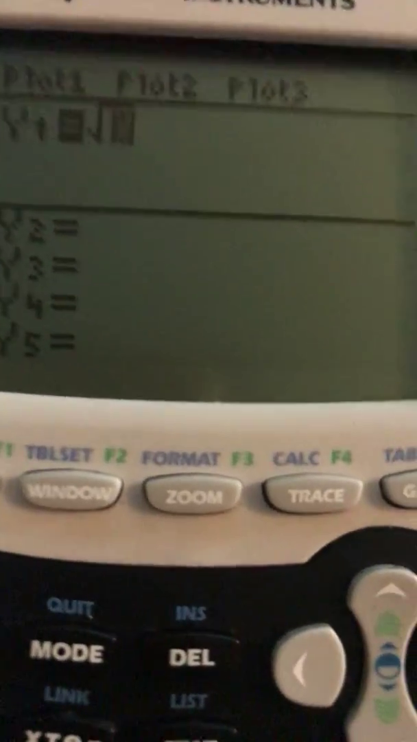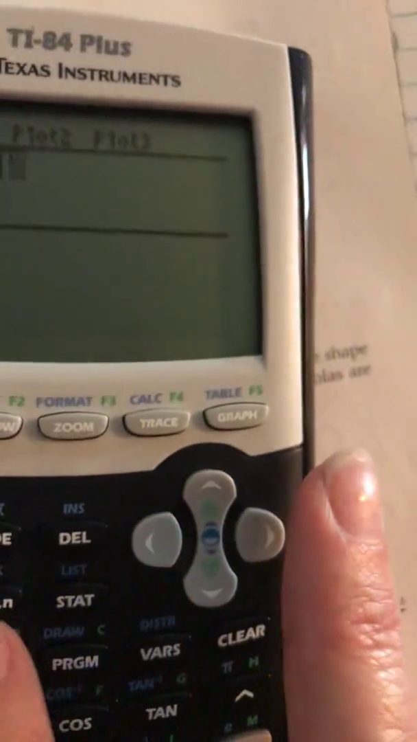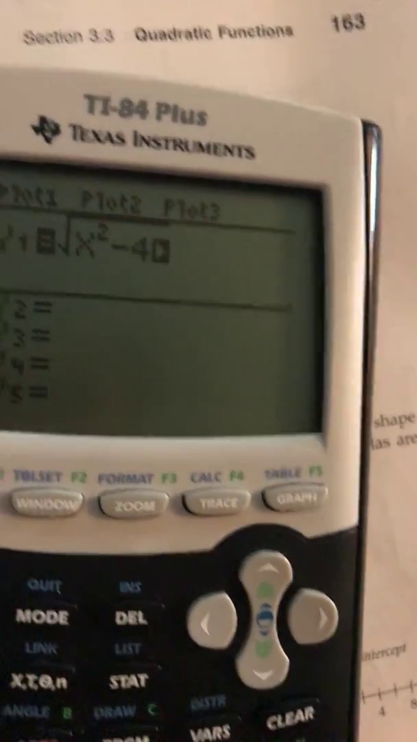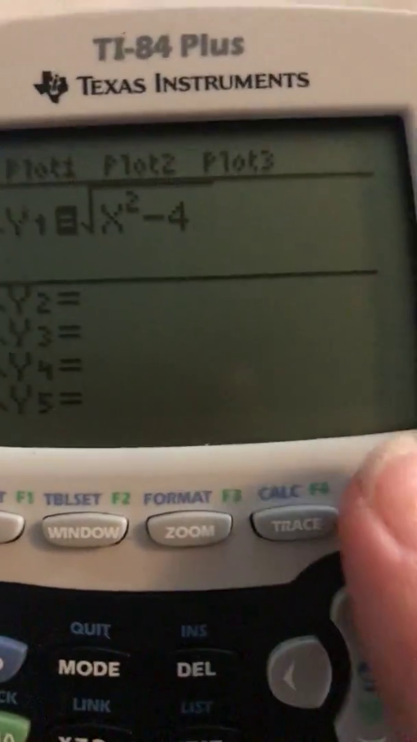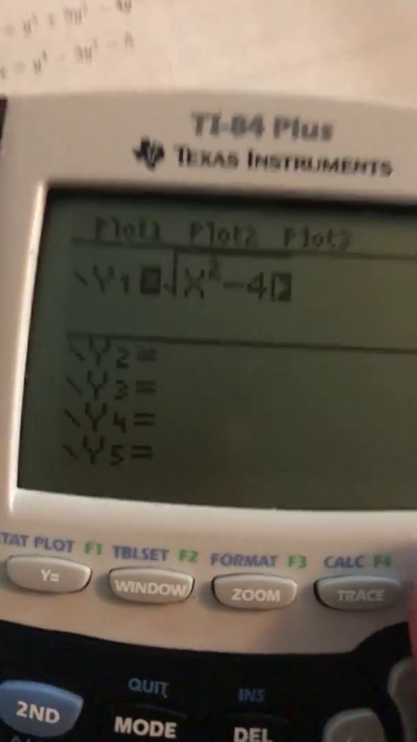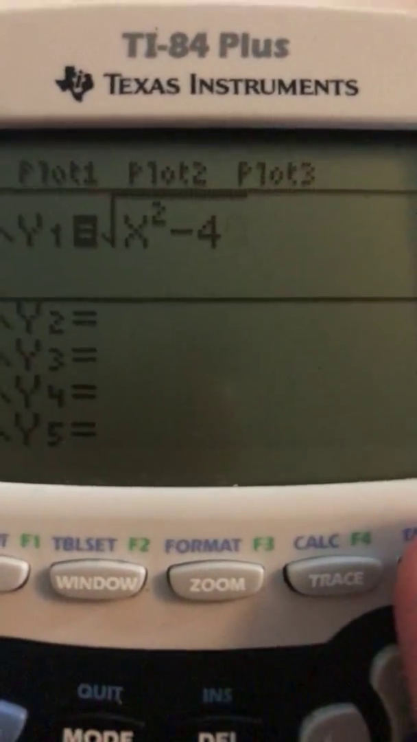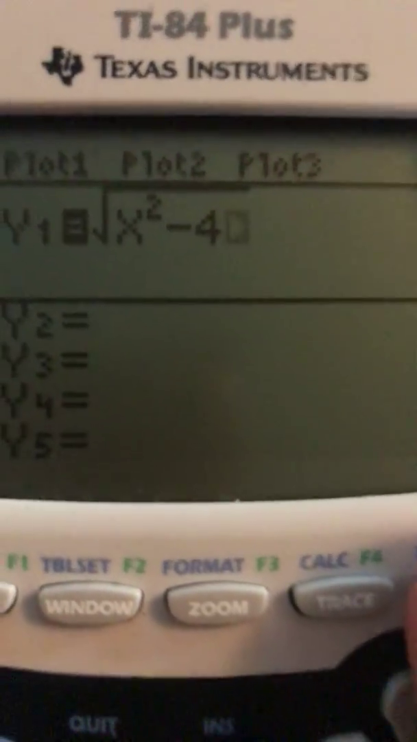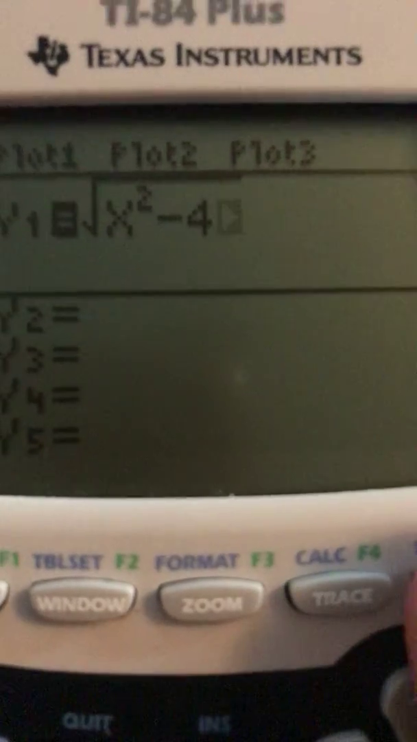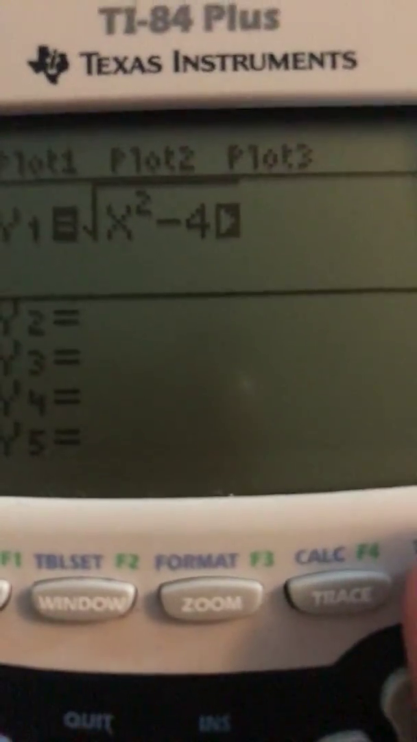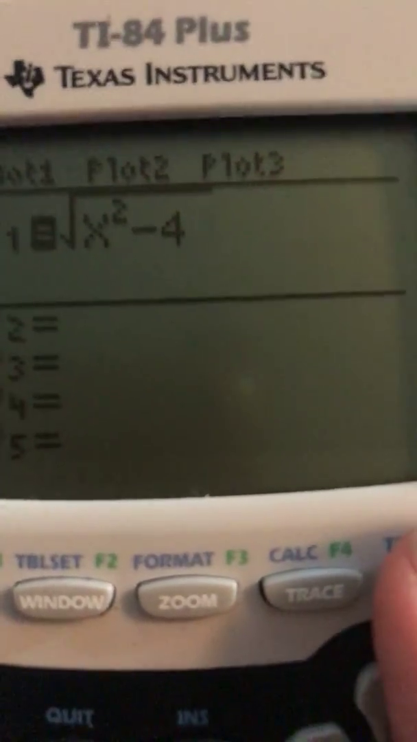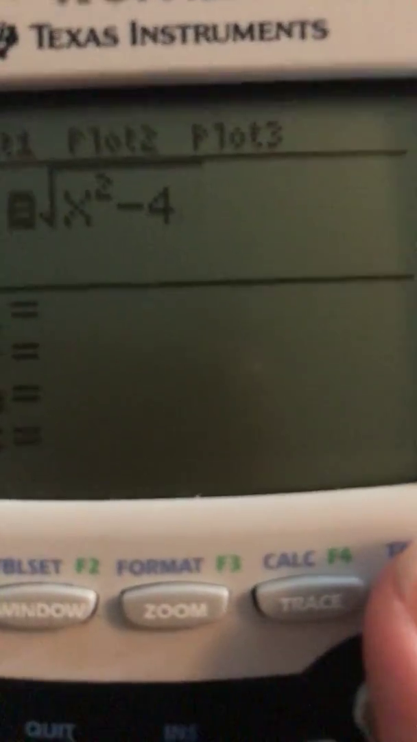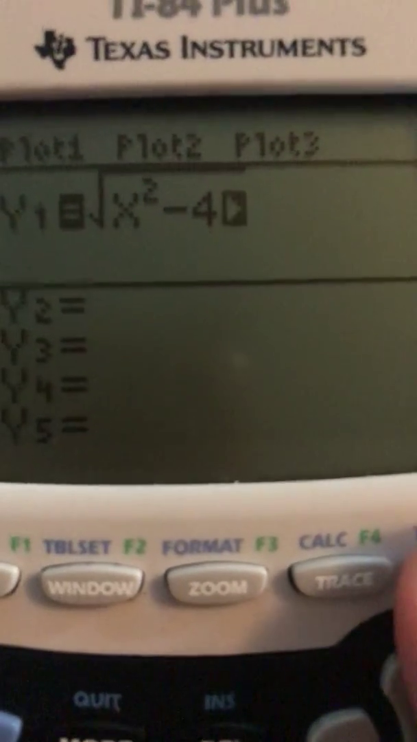All right, square root of x squared minus 4. X squared minus 4. All right, and I'm going to graph. Remember the limits on the domain. What's under the radical cannot be negative. It can equal 0. It has to be greater than or equal to 0. All right, so x squared minus 4 has to be greater than or equal to 0. So I'm thinking it's going to be undefined between -2 and 2. All right, so let's graph it.